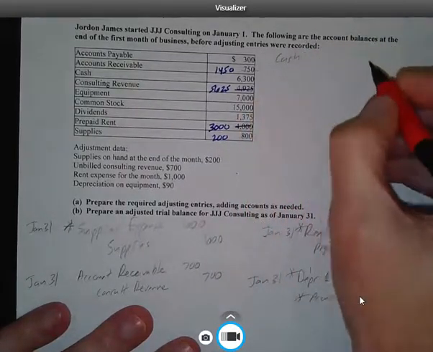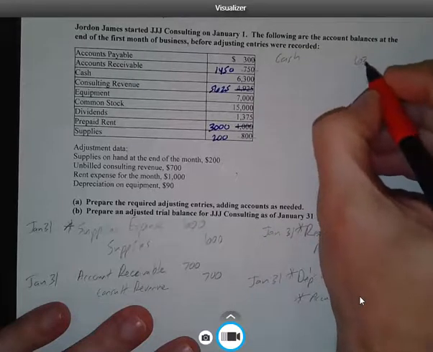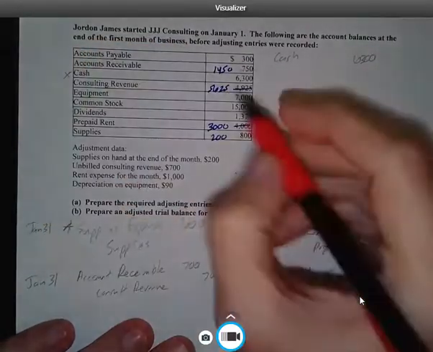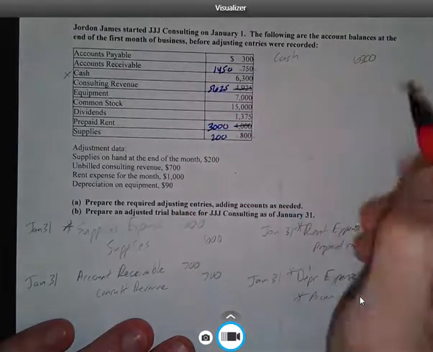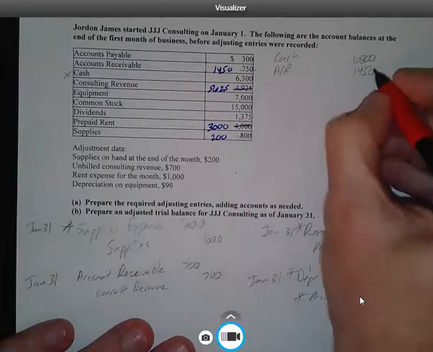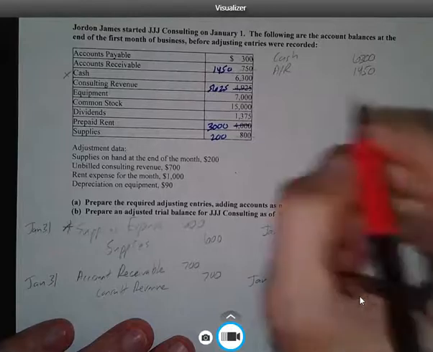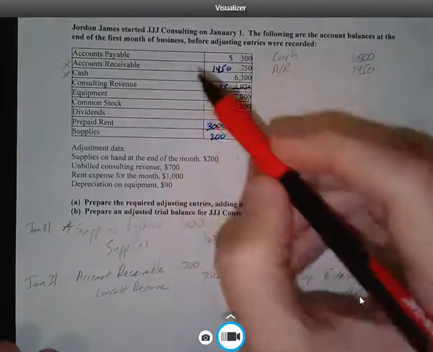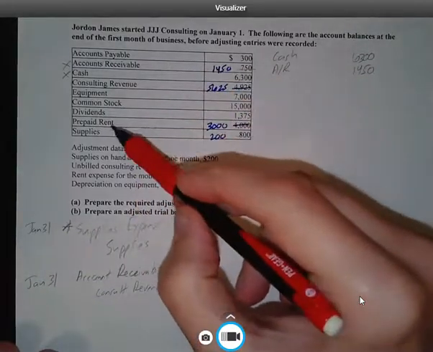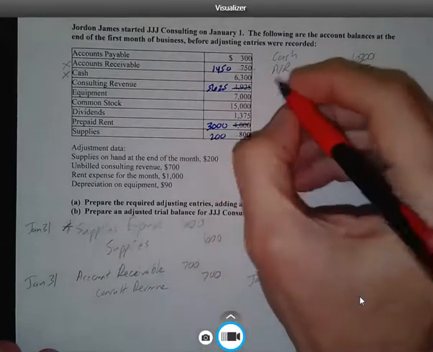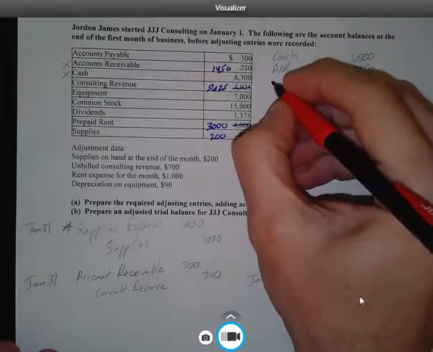So cash has a debit balance of $6,300. Hopefully I'll have enough room here. And I'm going to put a little X by that. Accounts receivable would be our next item. And it's going to have a debit balance of $1,450. Put a little X by that. Let's see here. Prepaid rent will be our next item because it is a current asset.